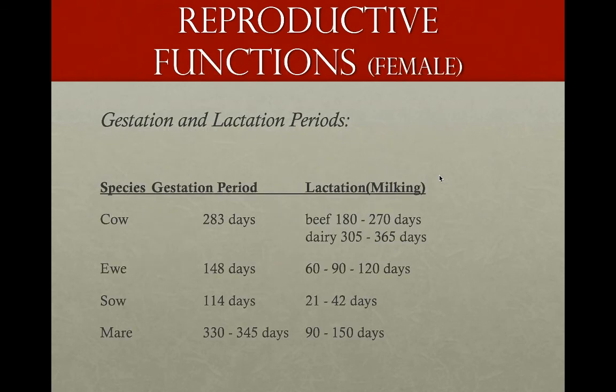This slide shows some information on the gestation and lactation periods. A cow is normally in gestation 283 days or 9 months, and will provide milk until they're weaned. And you can see the data here for the dairy versus the beef. Pigs will have a gestation of 3 months, 3 weeks, 3 days, or 114 days.